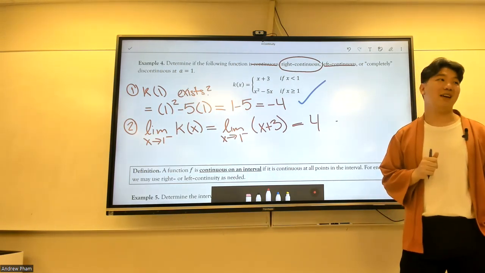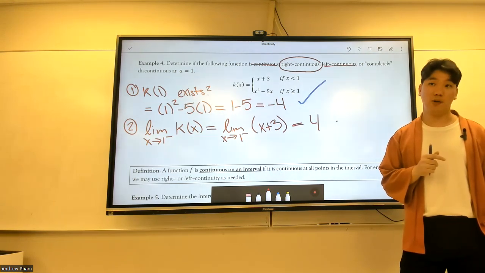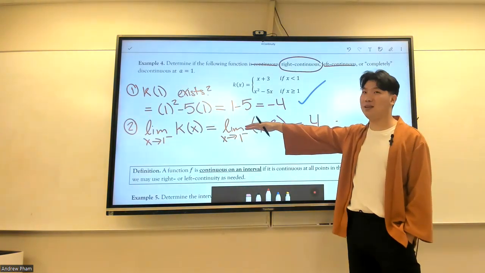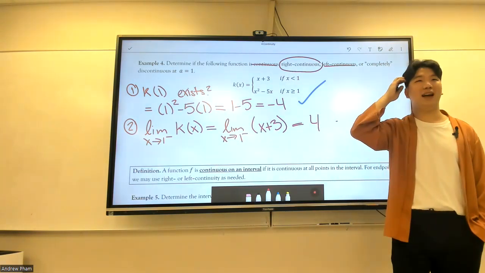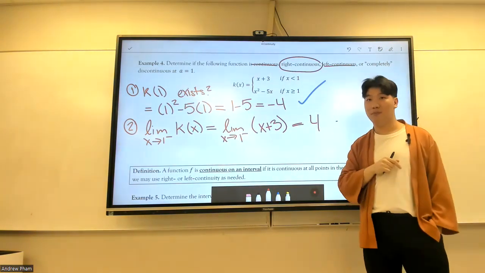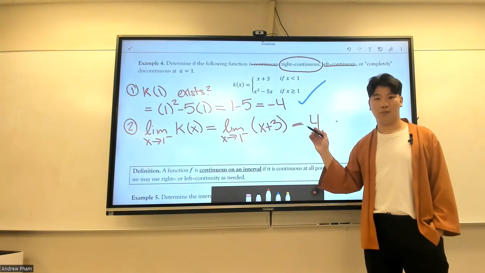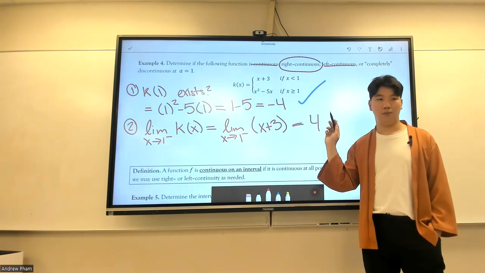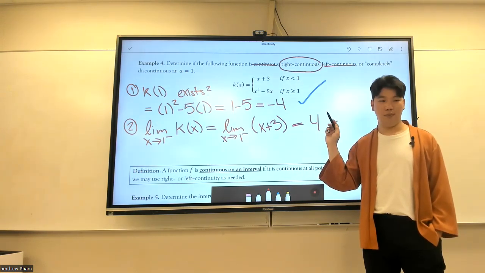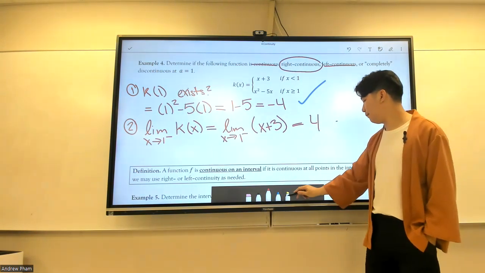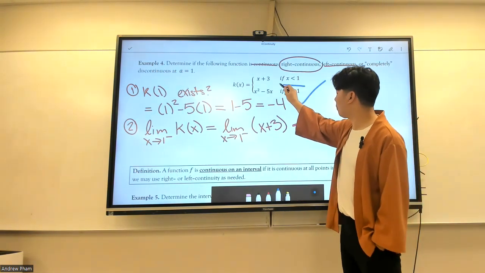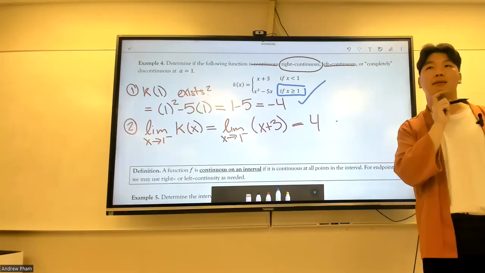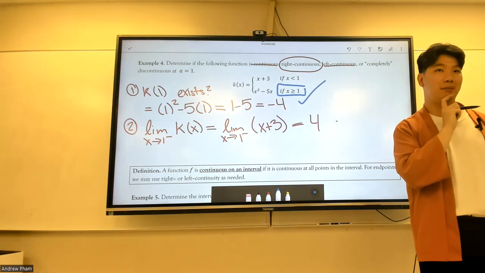There was also another big hint that was telling me that I was probably going to be right continuous. Can anyone tell me, without even looking, before we even did the limits, what was probably a big hint that I was going to be right continuous if I just gave you the problem? If I look at this right here, this said when x is greater than or equal to 1.